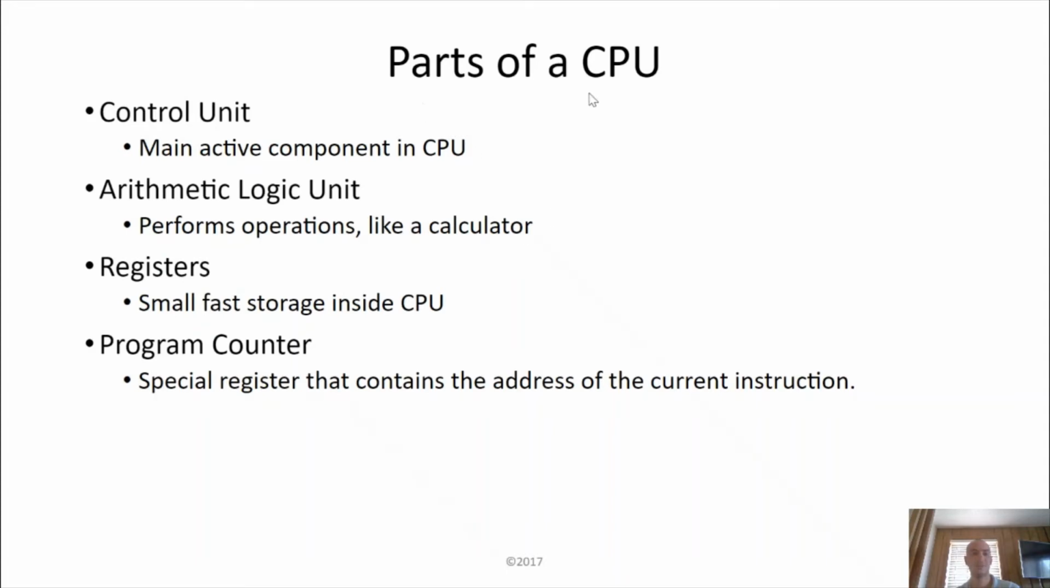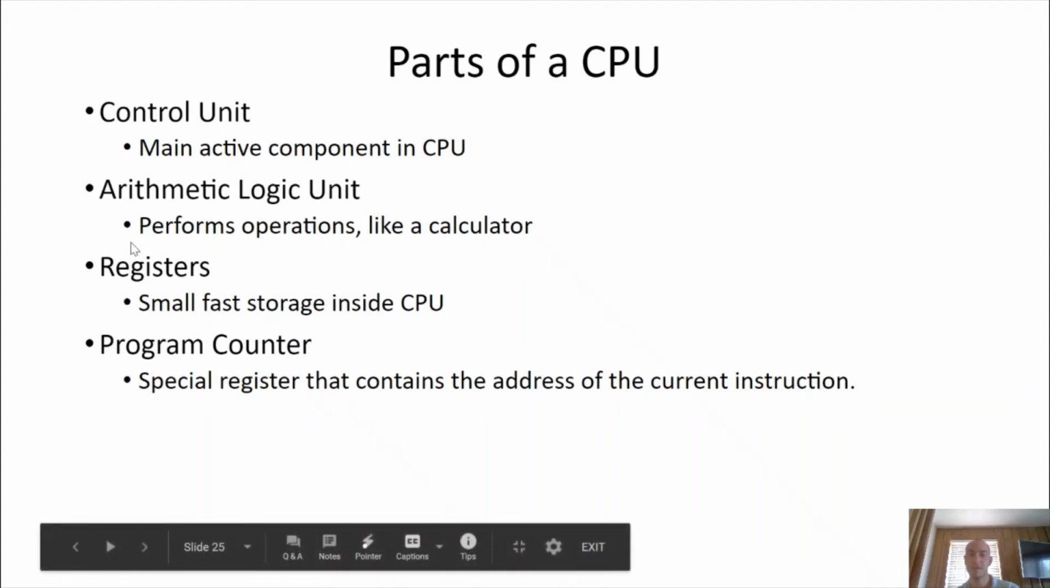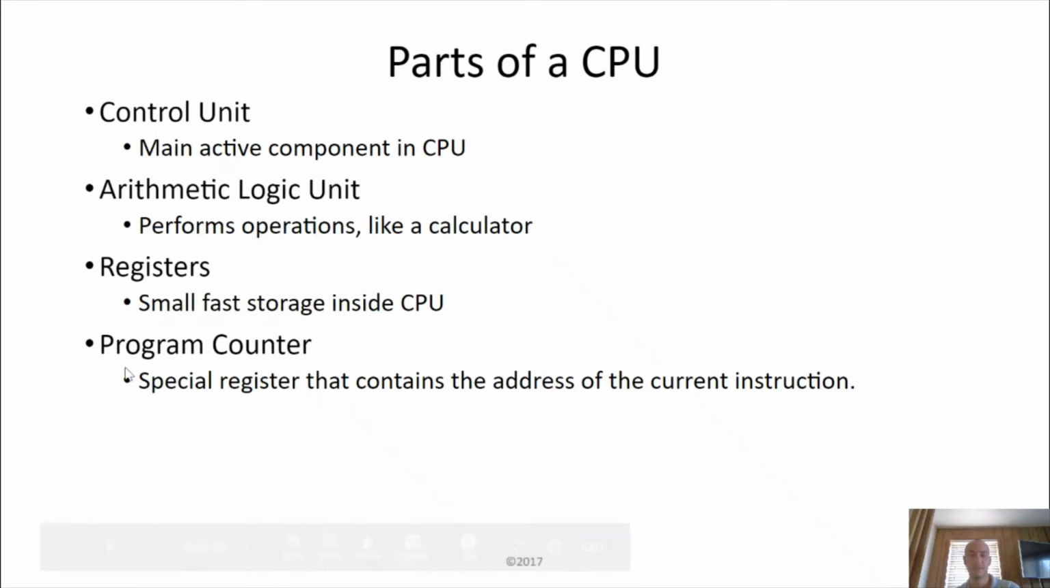So here you have different parts of the CPU that we already talked about. We already showed this in a diagram, but I want to focus on the registers now. We have basically a small amount of memory and very fast storage inside the CPU, and that's our registers.